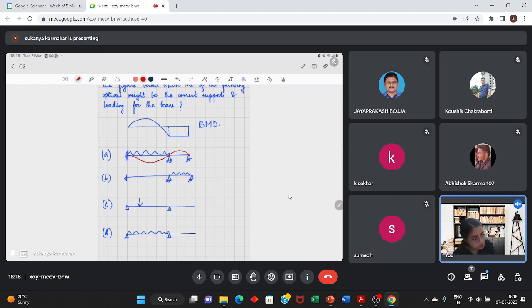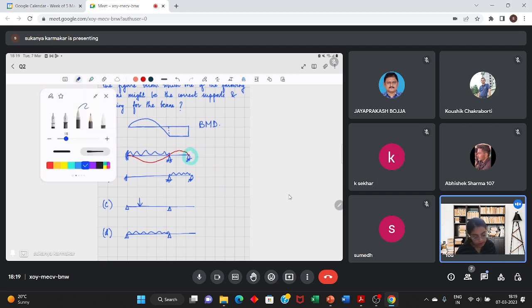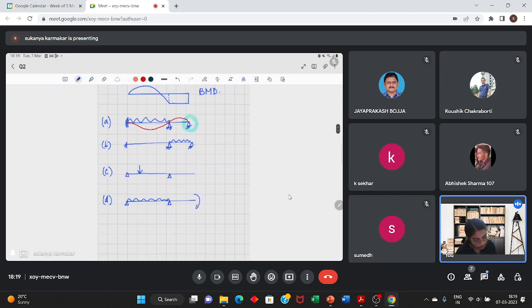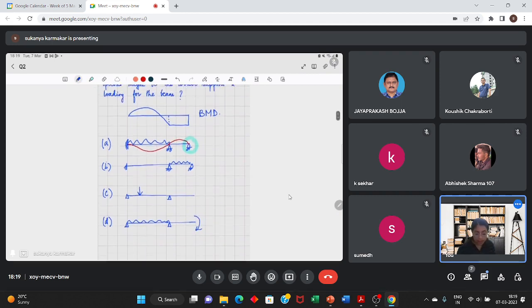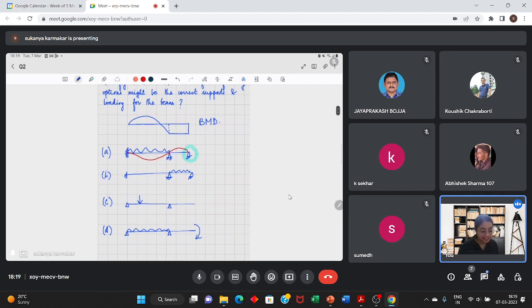And here we can see that at this end, there is a pin support. So there is no bending moment diagram. But in the given question, I had drawn wrong options. Nobody pointed it out. Still, you told D is the right answer. Actually, none of them should have been the right answer. So now D is the correct option.